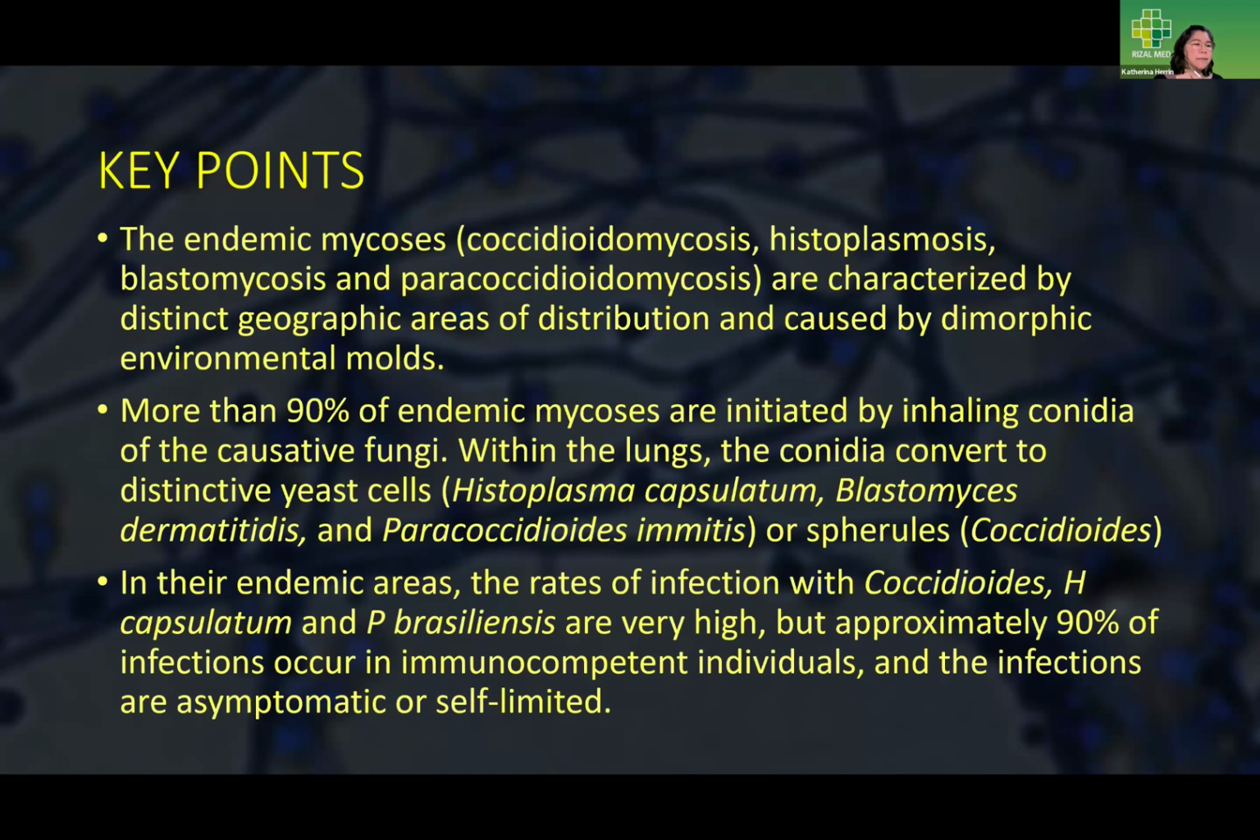Key points: The endemic mycoses are characterized by distinct geographic distribution and are caused by dimorphic environmental molds. More than 90% begin by inhalation of conidia, and within the lungs they are converted to distinctive yeast cells. In their endemic areas, rates of infection with Coccidioides, Histoplasma capsulatum, and Paracoccidioides brasiliensis are very high, but approximately 90% of infections occur in immunocompetent individuals who are asymptomatic or present with self-limited disease.